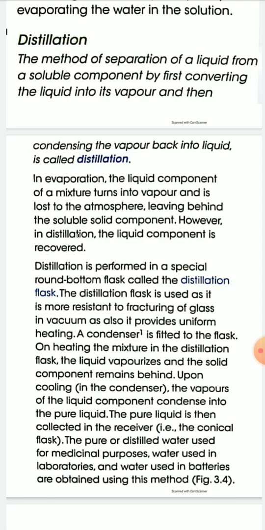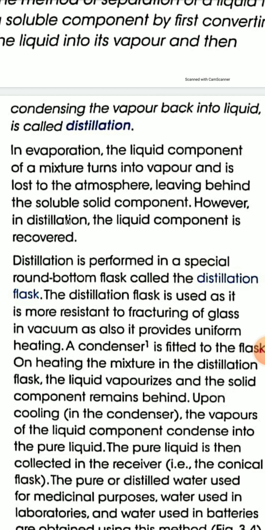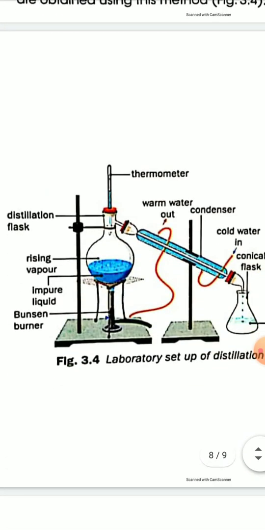In evaporation, the liquid component of a mixture turns into vapor and is lost to the atmosphere. But in distillation, you have to collect the liquid component. After collecting the vapor form of the liquid present in the solution, you have to condense the vapor to get back the liquid. Distillation is performed in a special round bottom flask, which is called a distillation flask. You have to take the solution in the distillation flask.